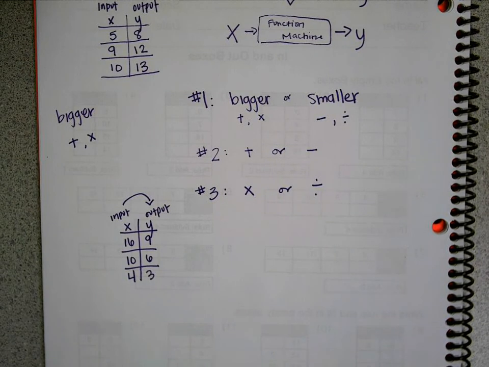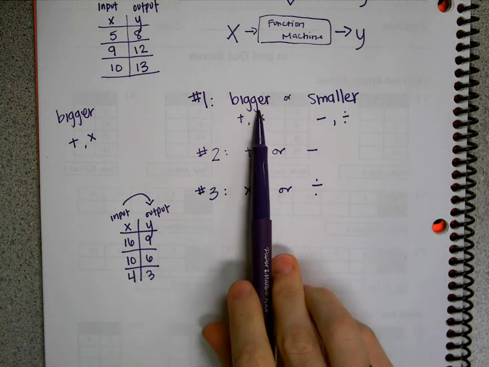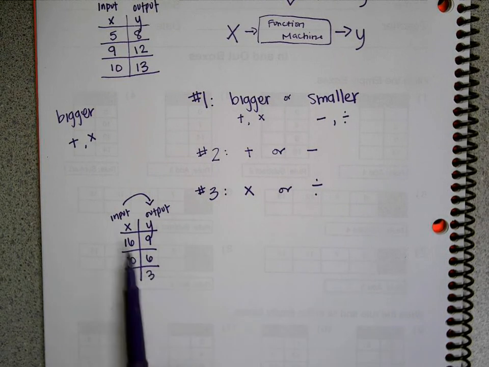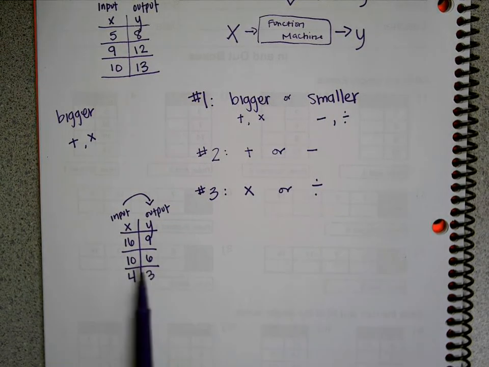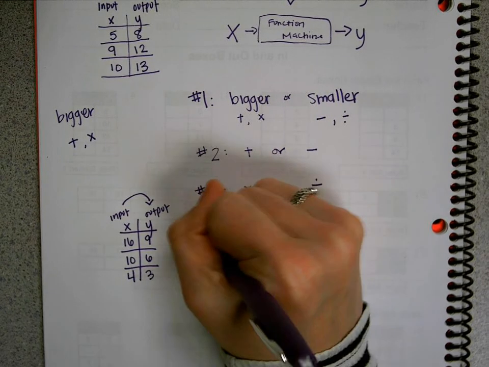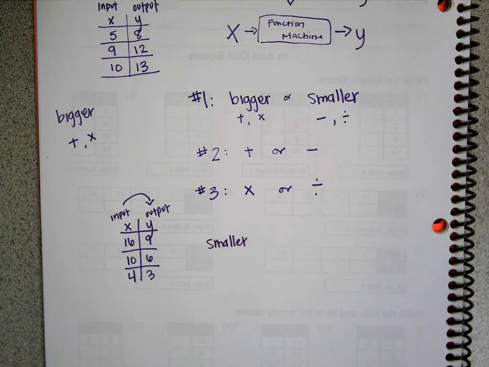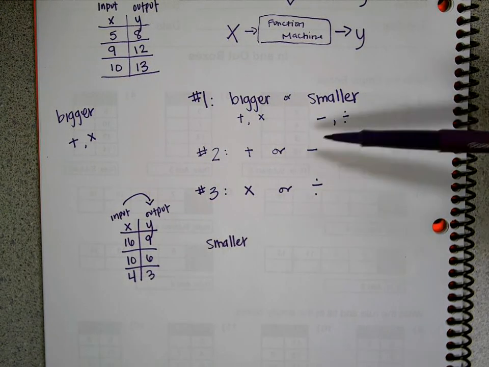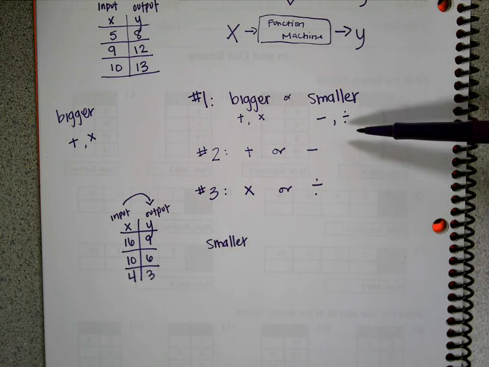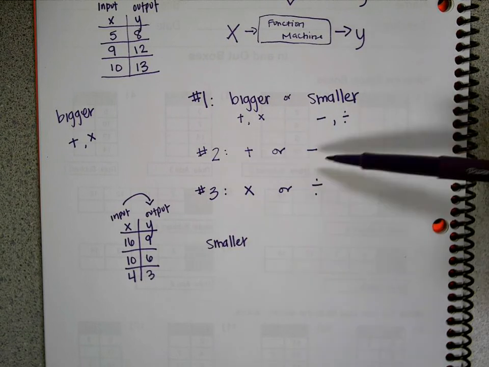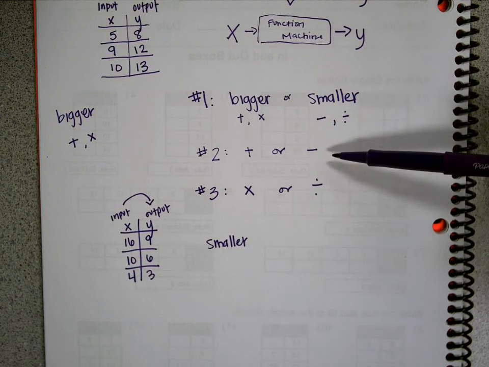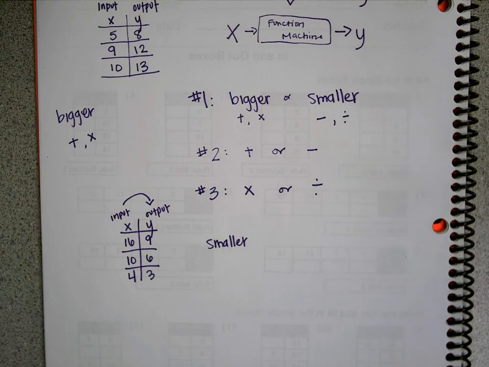Okay, so let's follow our steps and figure out what the rule is. Step number 1, is it getting bigger or smaller? When we go from x to y, our numbers are getting smaller. Okay, so I'm going to write that down. The numbers are getting smaller. So that means we're either going to be subtracting or dividing. Step number 2 says try subtraction first. So let's try subtraction.